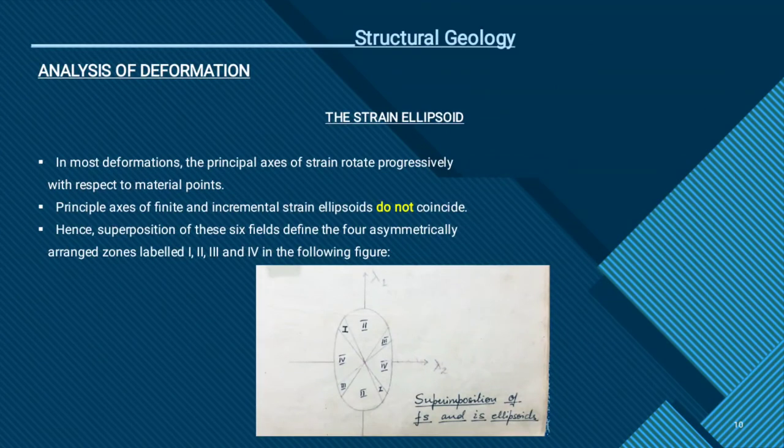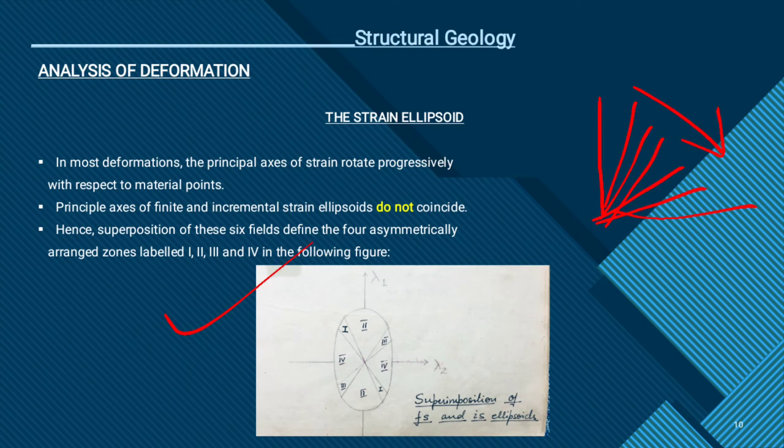This is very interesting. In which areas will it experience the most strain, the least strain, or the intermediate? We will go through this now. In most deformation, the principal axes of strain rotate progressively with respect to a material point. They don't rotate from this to this in one step. They rotate progressively, one by one.